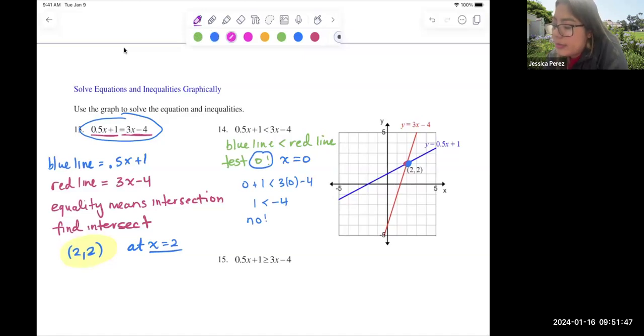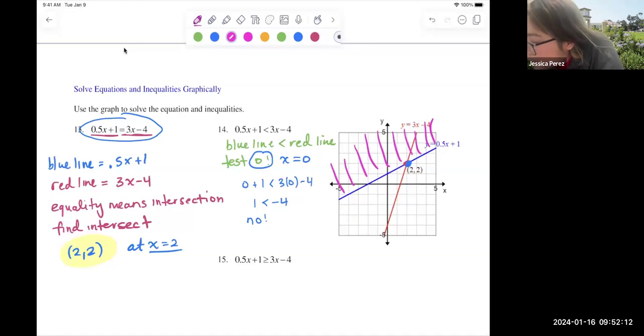So then we are not going to be shading my 0 on this side. So is the blue less than the red in this area? No, it's actually going to be less than at the other area, so on the other side. It has to be 2 or more. So then here, your blue line is less than the red after 2, so at x greater than 2.